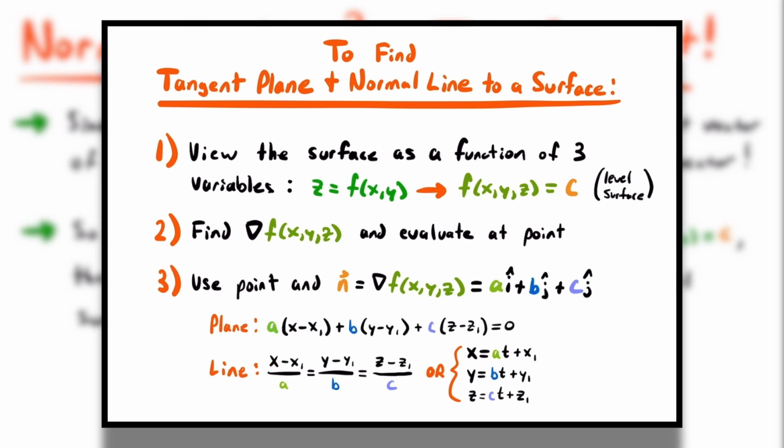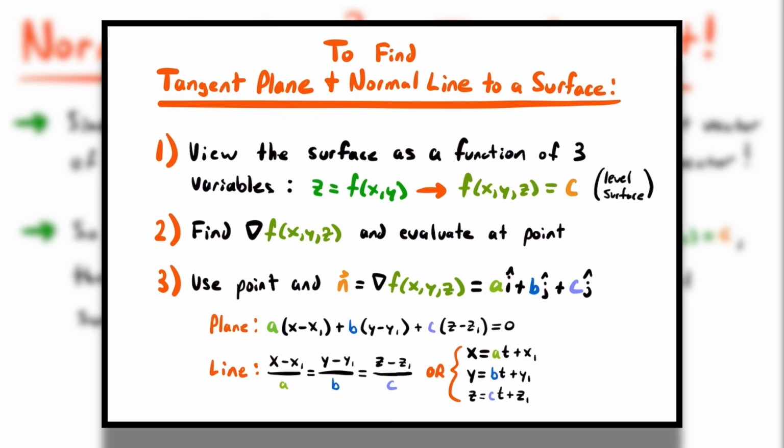And so you'll see that in just a second, but to start, the first step is to view your given surface as a function of three variables. Okay, so you'll be given some surface, z equals f of x, y, where you want to find a tangent plane at a point on that surface. And to do that, what you have to do is view that function as a function of three variables.